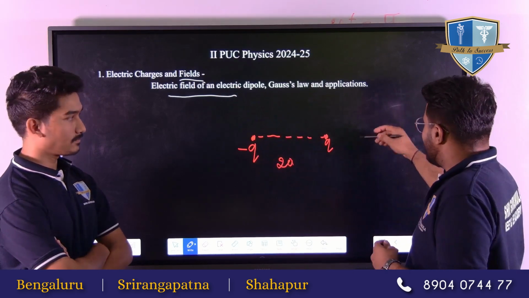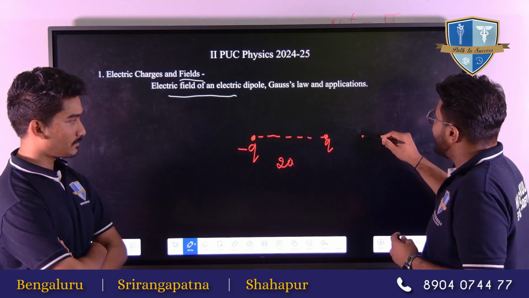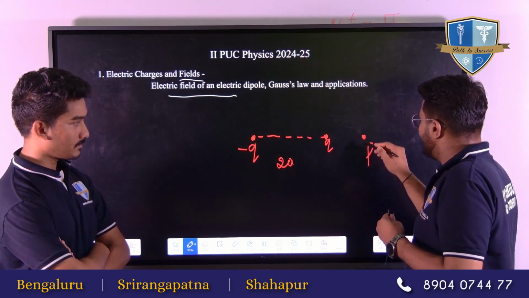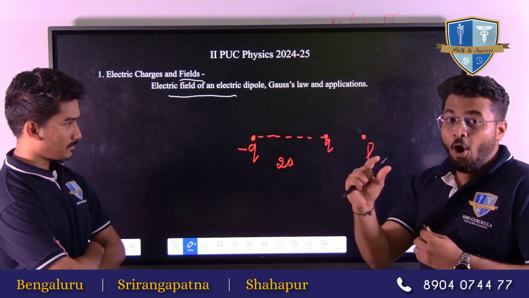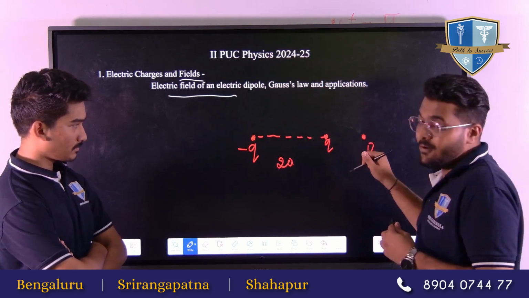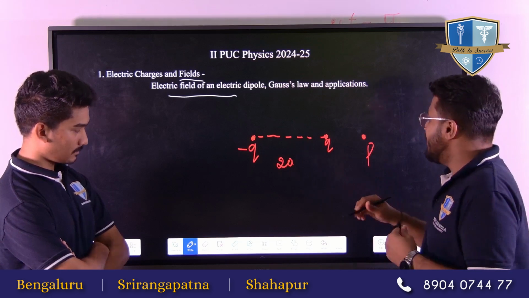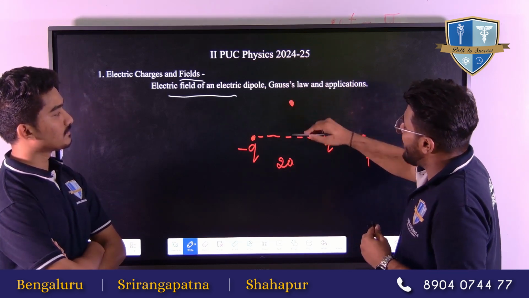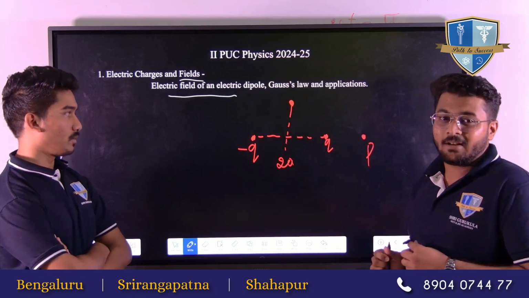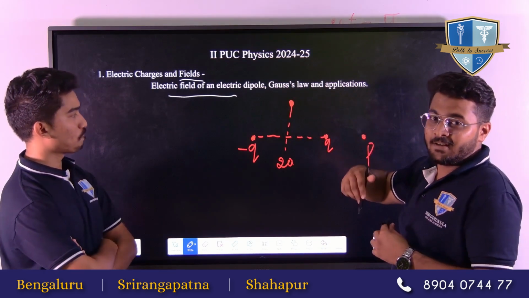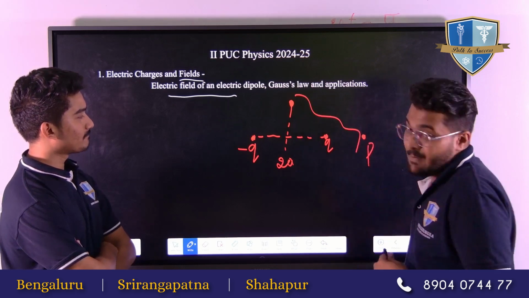That means they'll ask you to find the electric field at this point P, which is a point on the axis of the dipole. One more thing they may ask is the electric field at this point. What is this point? The equator, a point which is present on the equator. So these are the two conditions they may ask.